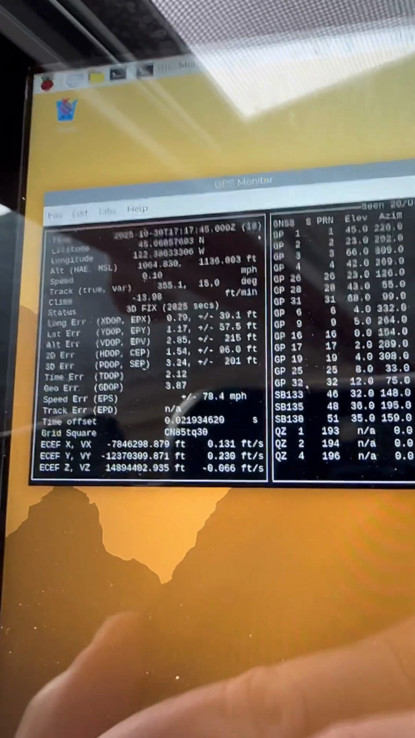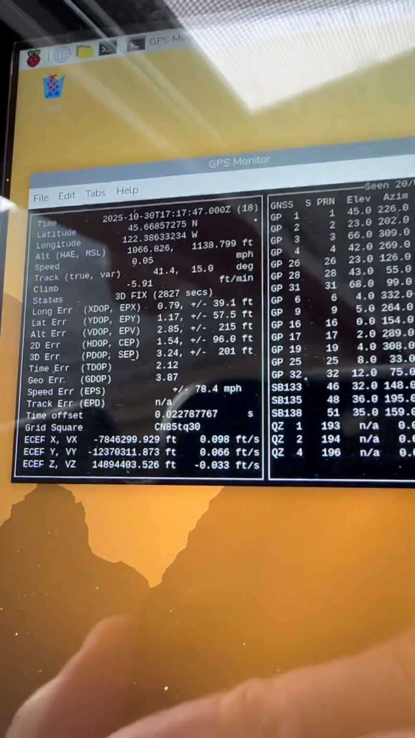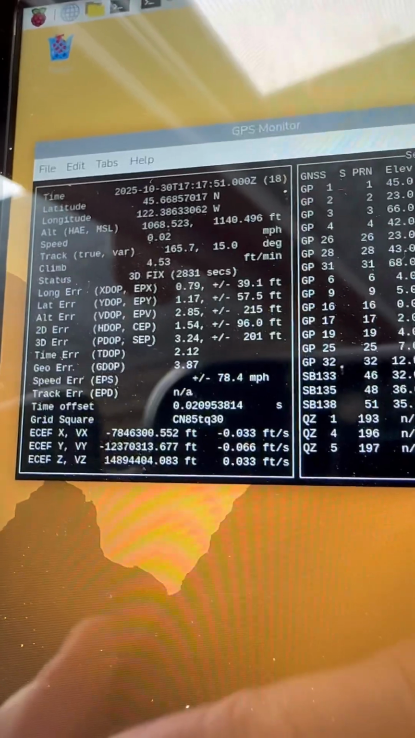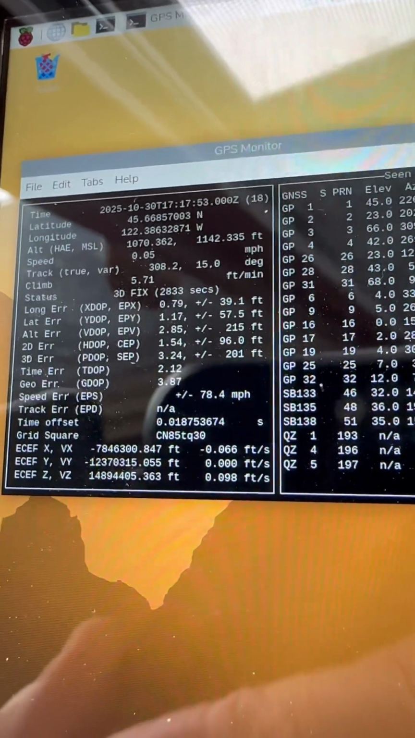The errors are described in the center. Take a look at the altitude error. We see it's plus or minus 215 feet.